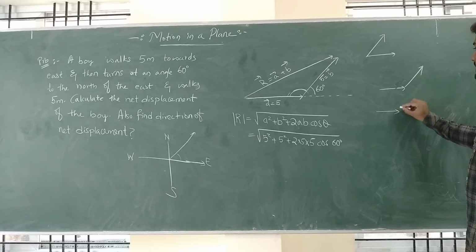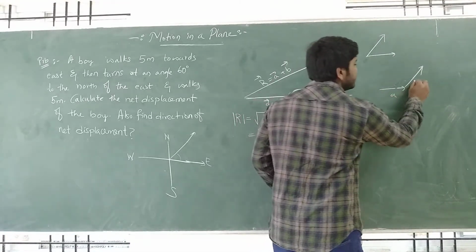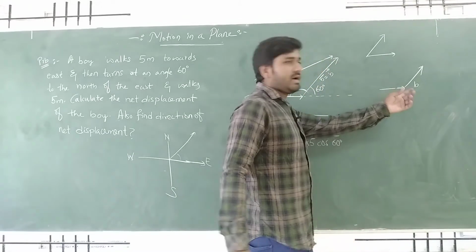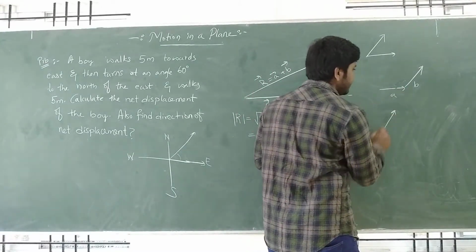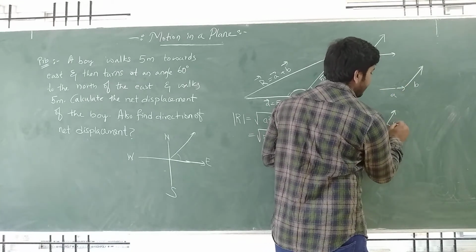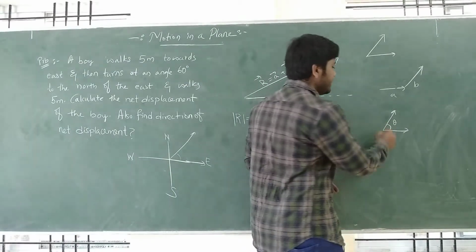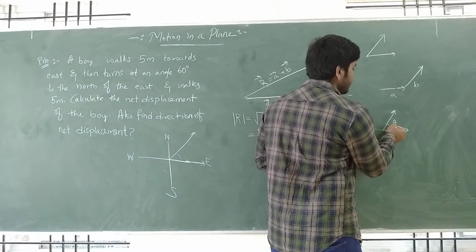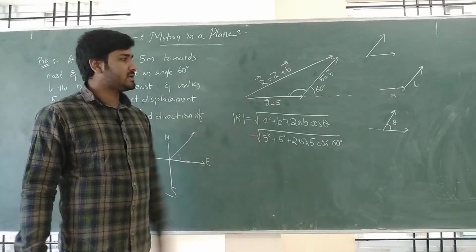So this vector, sorry, this is A, this is B. So I have to join either head to head or tail to tail. At that time, I will keep B as it is and shift A parallel. So this will be the angle between the two vectors. Now they have joined tail to tail. The angle is 60, as they have already given. So the angle between two vectors is 60.